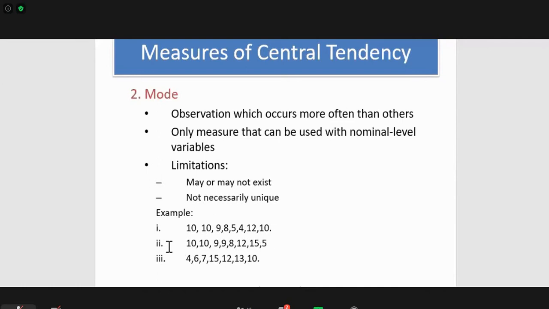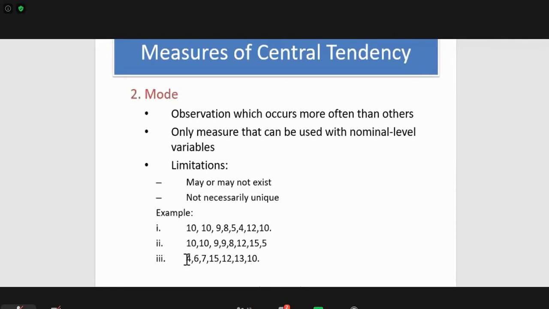Now in the second case, what are the observations which occur the maximum number of times? For example, in the second, you are having two modes. That's why we say that it's not necessarily unique, which is the limitation for it, right? Unique means you can't have only one single value for mode. Sometimes you can have two modes. So here the mode is 9 as well as 10.